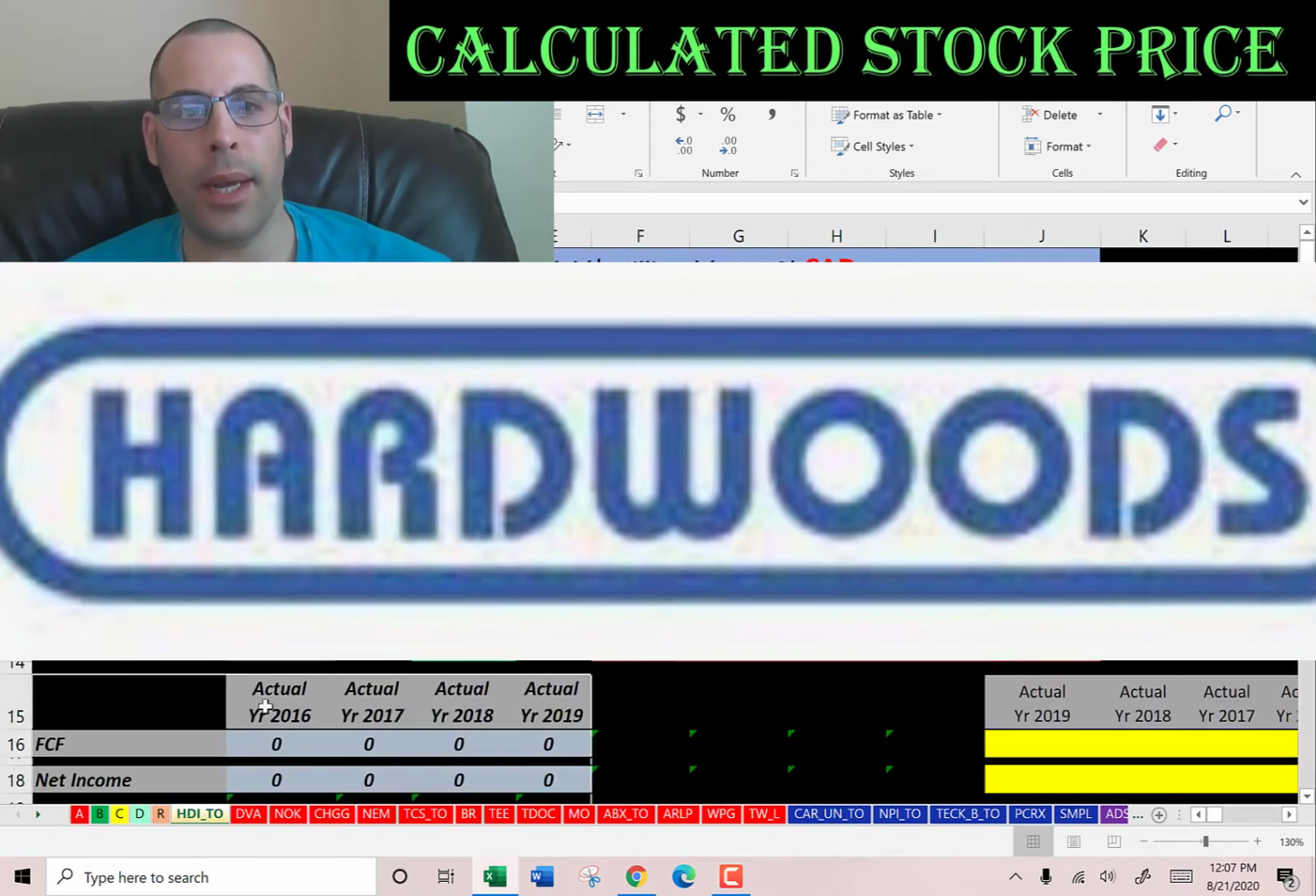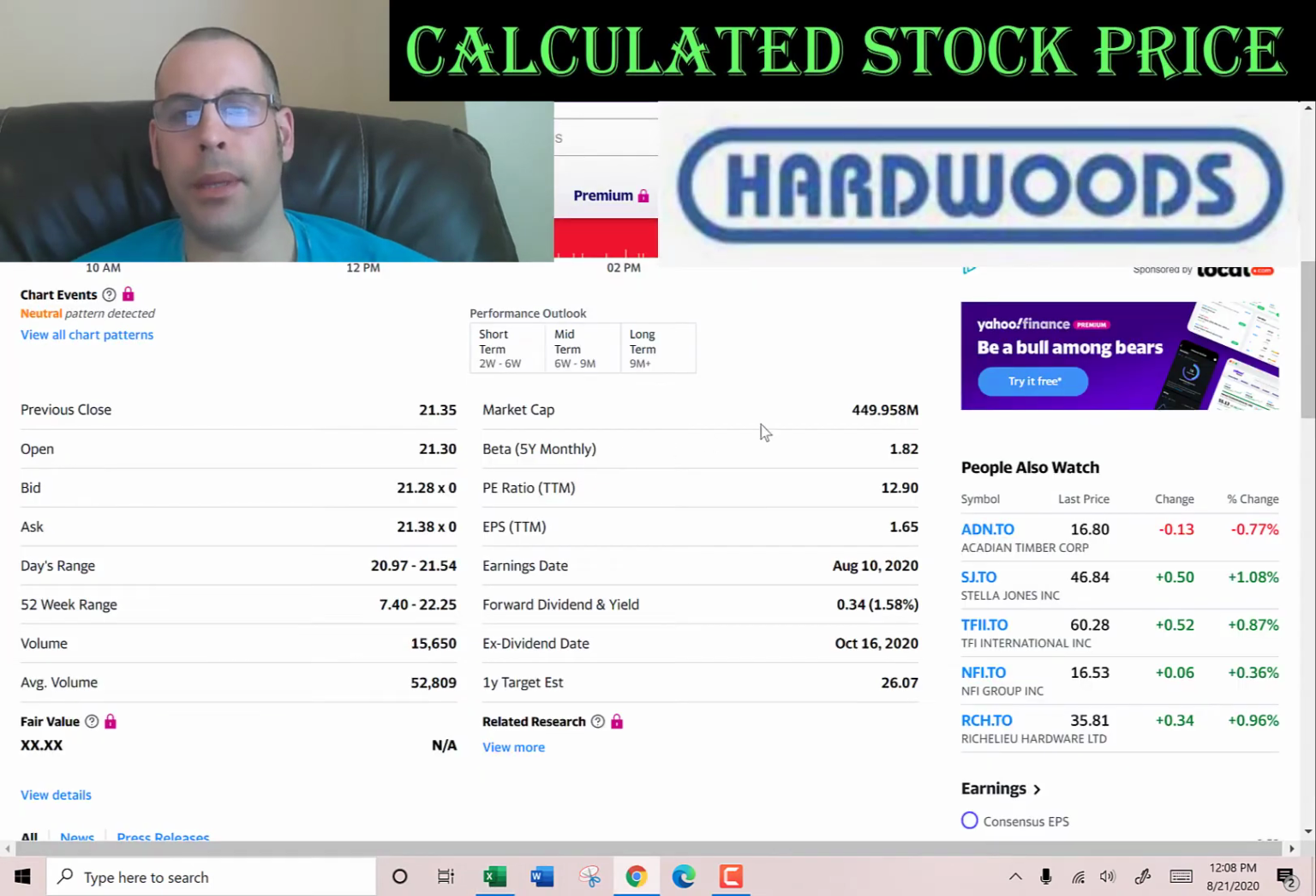The company we're going to look at is Hardwoods Distribution. This is a Canadian company and they wholesale hardwood lumber, plywood, and similar products. The company operates distribution centers throughout North America. And this stock is traded on the Toronto Stock Exchange. Let's get started with the model.